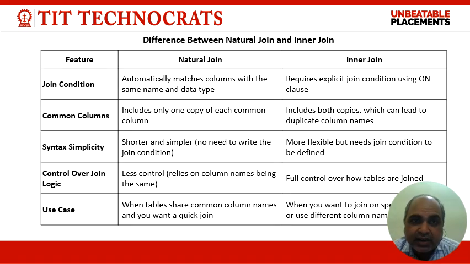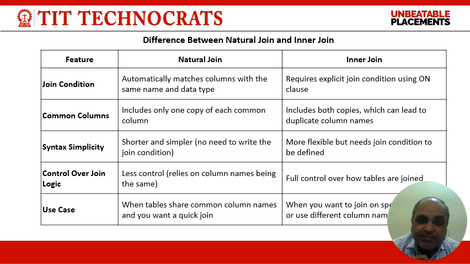Difference between natural and inner join. We can see a natural join automatically matches columns with the same name and data type. Inner join requires an explicit join condition using the on clause. Natural join includes only one copy of each common column, but inner join includes both copies, which can lead to duplicate column names. Natural join is shorter and simpler, but inner join is more complex and needs a join condition to be defined. Natural join gives less control, but inner join gives full control over how tables are joined.